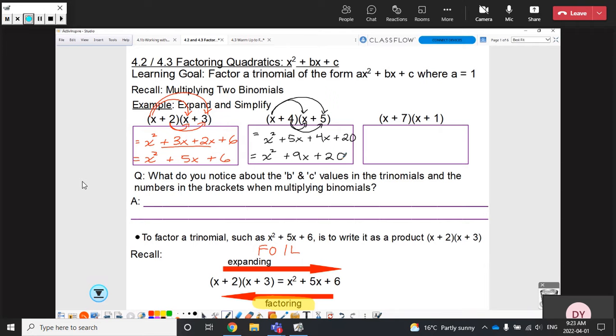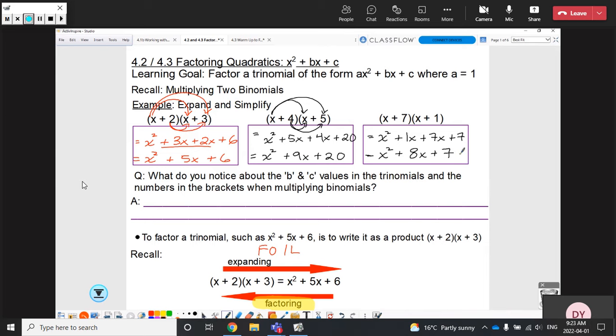And the last one, I know you're great at it. We got x squared plus 1x plus 7x plus 7. And we collect our like terms again.